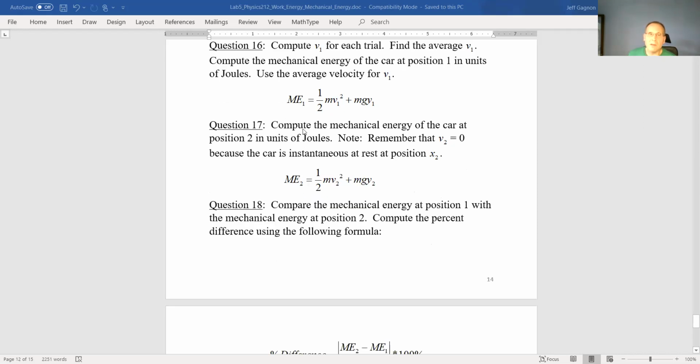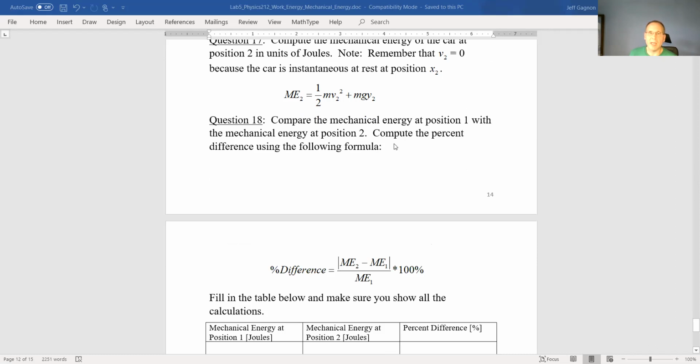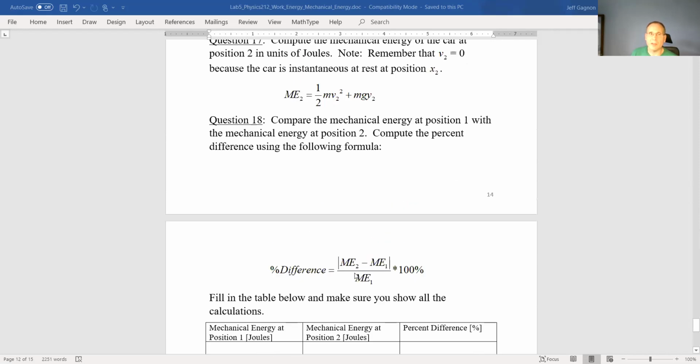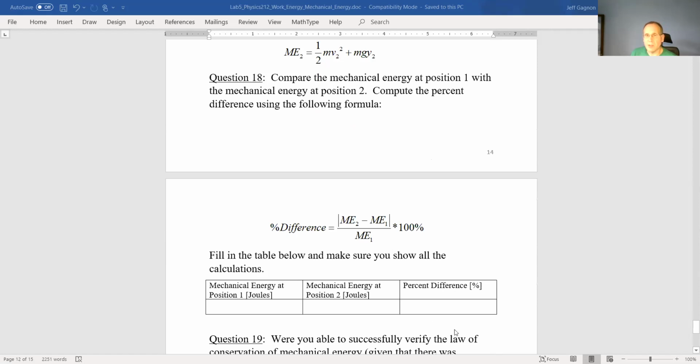Then you want to compare these two values. So compare the mechanical energy at position 1 with the mechanical energy at position 2 by computing a percent difference, because it's not clear which one really should be our accepted value. So we're just going to choose to divide by the mechanical energy at position 1. This is the mechanical energy at position 1 from question 16, and this will be the mechanical energy at position 2 from question 17. Finally, you're going to compute this percent difference, which is just like a percent experimental error, but we're choosing mechanical energy at position 1 as our accepted value. And make sure you show me all these calculations.